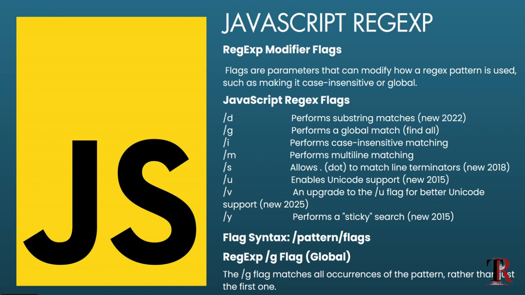So moving on, let's take a look at the first one, the regex flag /g. I want to give an example of how we can use the /g flag, the global flag. The /g flag matches all occurrences of the pattern rather than just the first one. So if you use the regex /g flag, it will match all occurrences of that regular expression rather than just the first one.